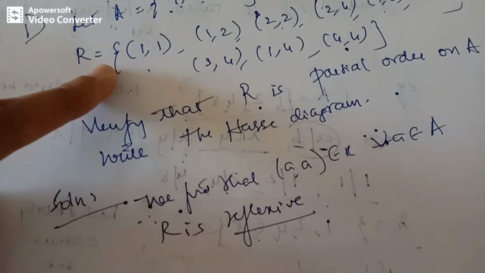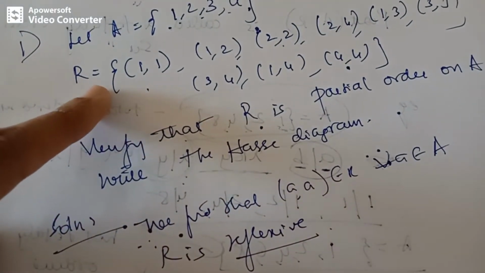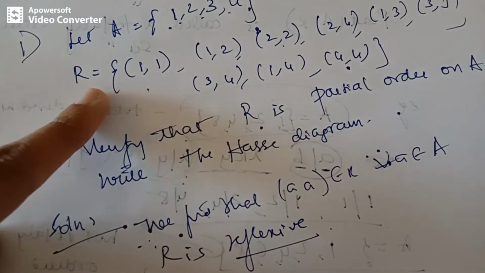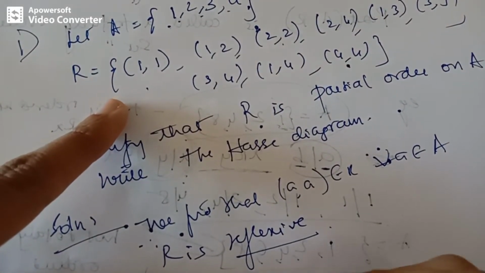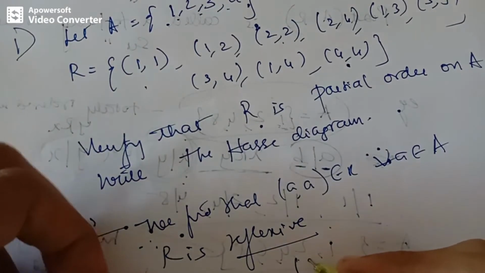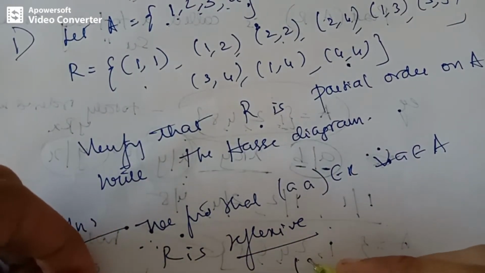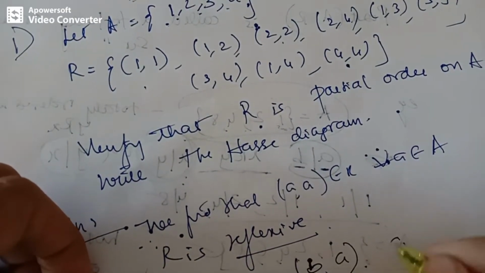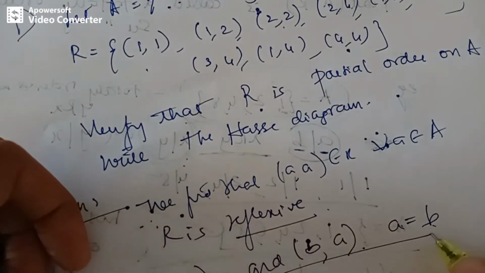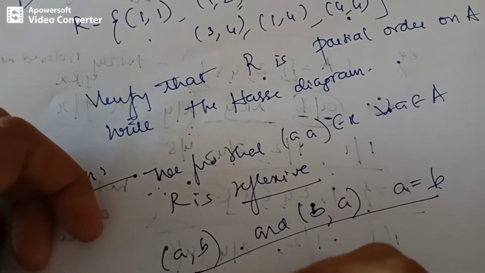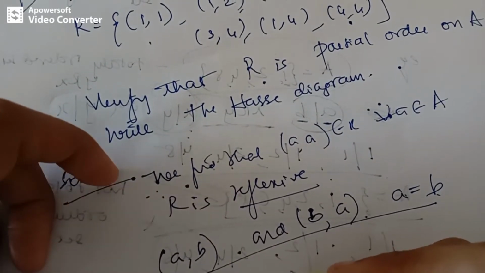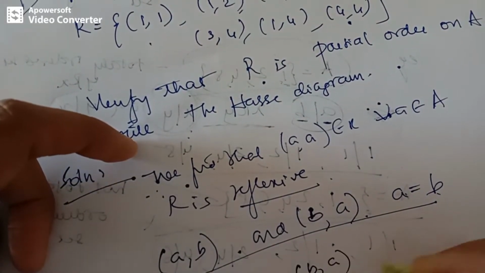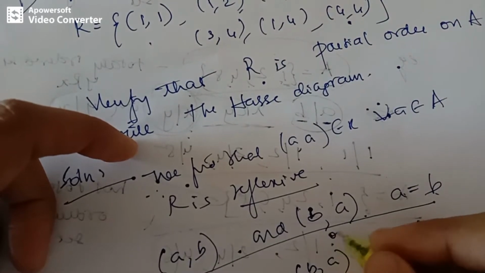The next property that we need to prove is the antisymmetric property. That is, if we have pairs (a, b) and (b, a), then a equals b. This is the antisymmetric property. Or, if the relation R does not contain both pairs (a, b) and (b, a), then a is not equal to b.